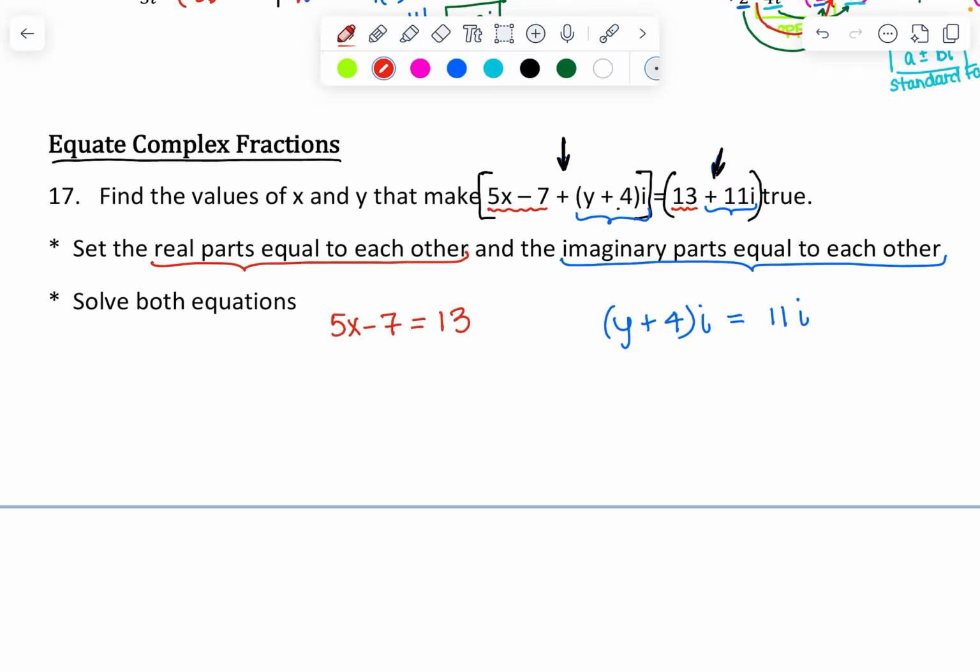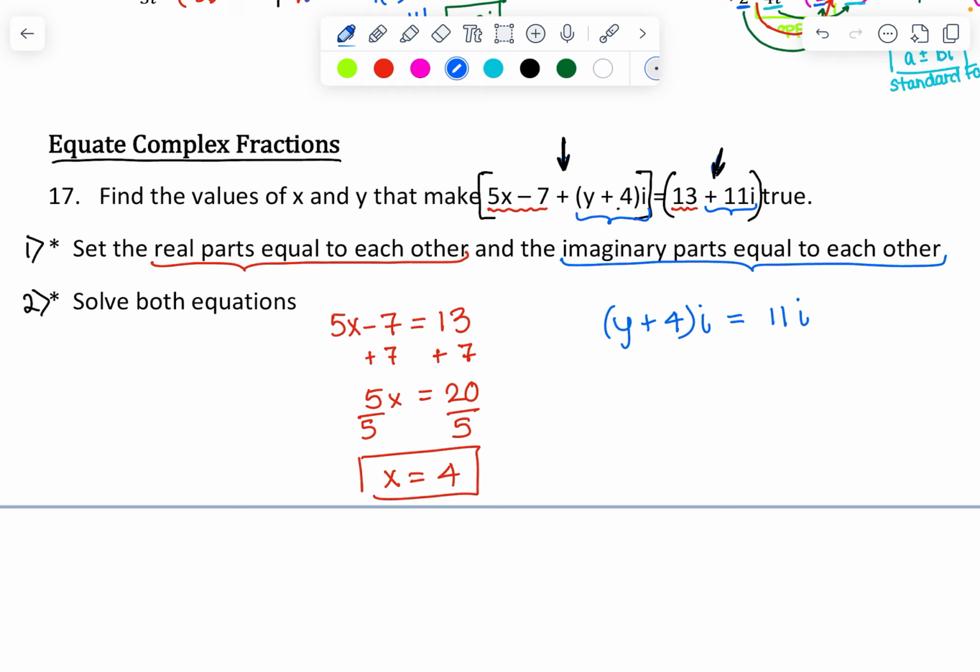Let's go ahead and solve the real one. Add 7 to both sides. 5x is equal to 20. Divide both sides by 5 to solve for x, and x is equal to 4. Awesome. Because now step 2 says to solve for both equations. After you set the real parts equal to each other and then the imaginary parts equal to each other, you can solve for both the solutions.